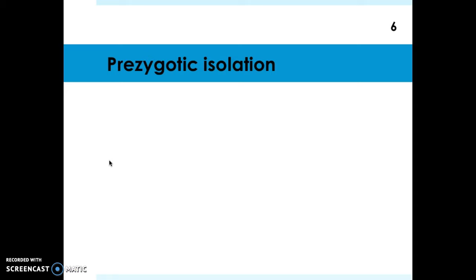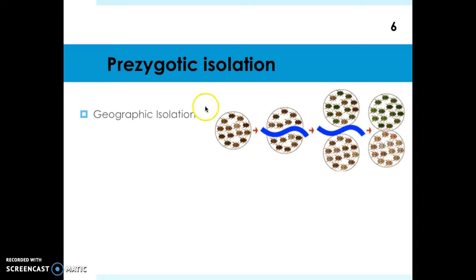In most species, they utilize prezygotic isolation, and there are many ways they do this. First and most obvious is geographic isolation. If they're physically separated, chances are they're not going to breed. For example, this species was one species and it diverged. They got a separating barrier, diverged into two separate species, and once they're put back together, they're only breeding with their own kind.